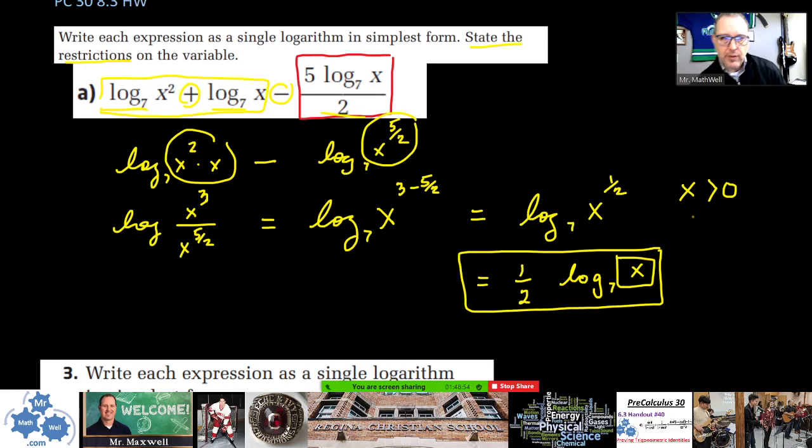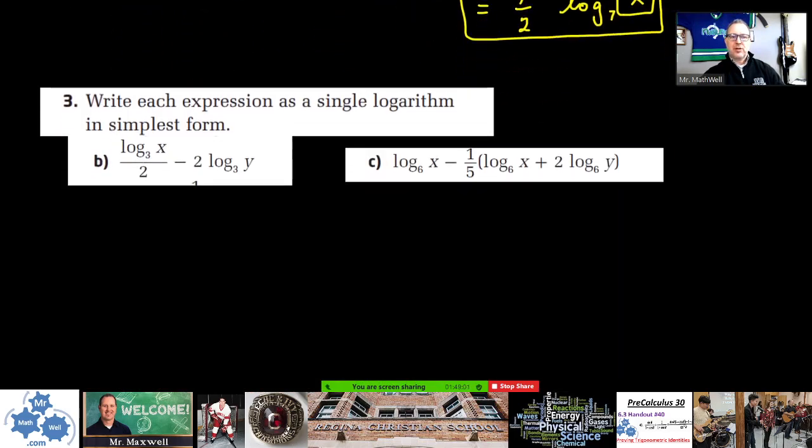Okay, any questions about that one? It's part of your answer there. All right, so here's number 3 from your homework assignment. I'm going to do 3B and C here for you. Again, write the expression as a single logarithm, so just lots more practice with this now, okay?